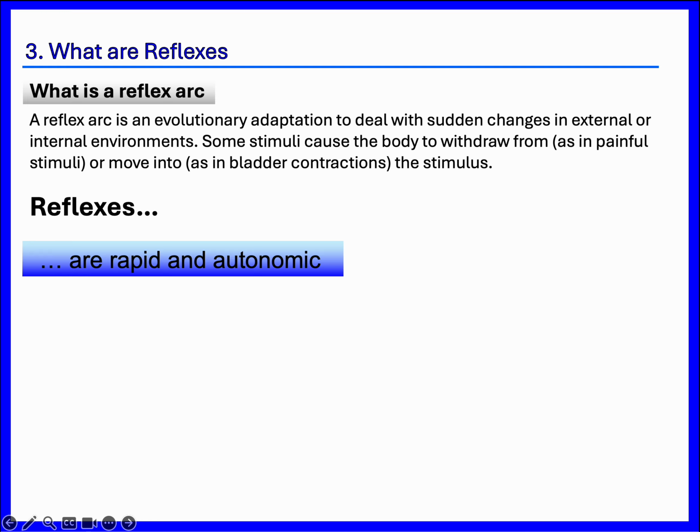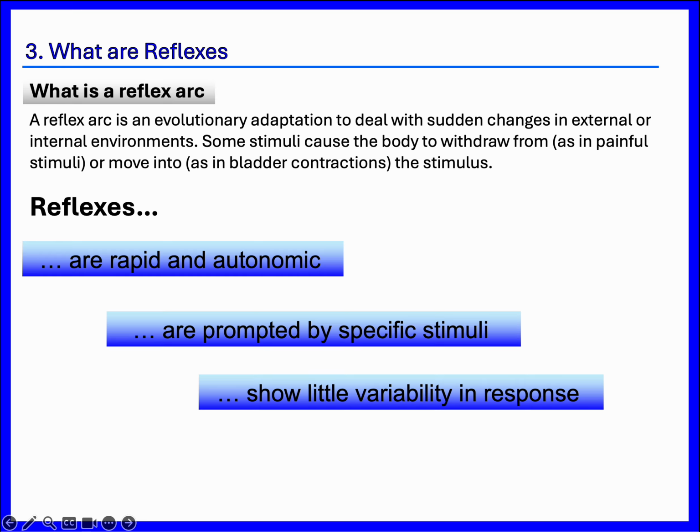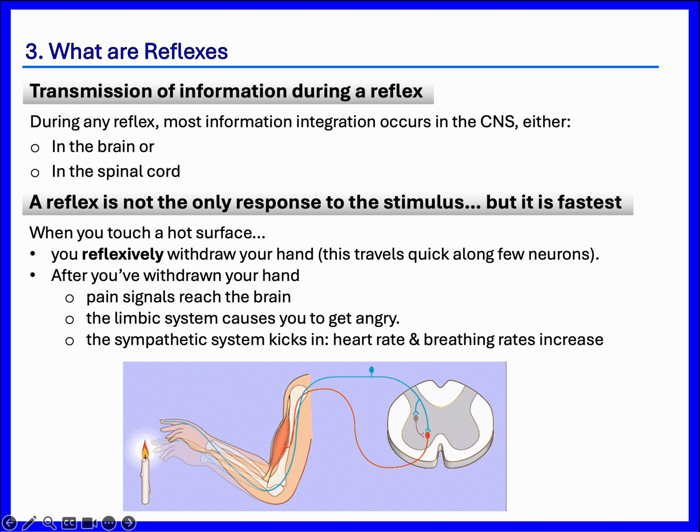They're rapid and autonomic, right? They happen automatically. They're prompted by very specific stimuli. Think of the knee patellar reflex: you hit right in that region and it's prompted by that specific stimulus. They show little variability. On a Monday, your leg won't kick to the right. It'll always keep kicking straight. On Tuesday, it won't kick to the left. It'll always keep kicking straight with the patellar reflex. And it helps preserve homeostasis. We're going to see how this is done.